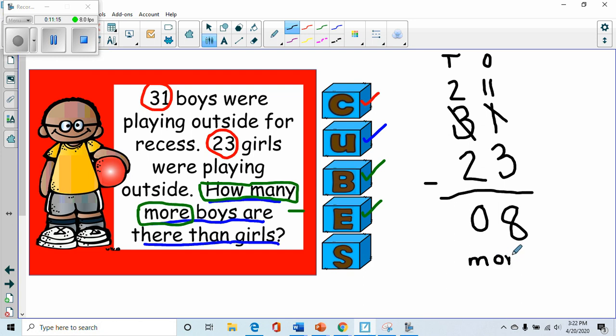Think, does that sound reasonable? I would say, yes, that sounds reasonable because 31, a number in the early 30s, and 20s are about 10 away, and 8 is very close to 10. So I think my answer is reasonable. We just used the cube strategy for solving this subtraction problem. Use cubes the next time you go to solve a problem.